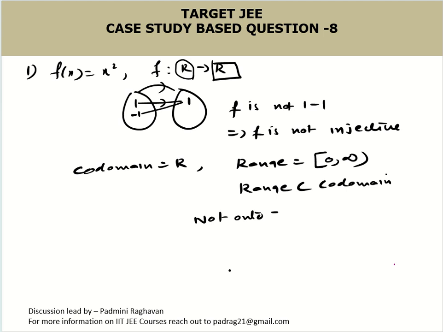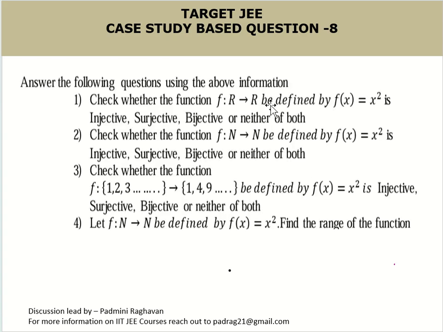If it is not onto, what is the other way of calling an onto function? Surjective. The function is not a surjective function. The given function f of x is equal to x square when taken from R to R is neither injective nor surjective. That is the first part of the question.